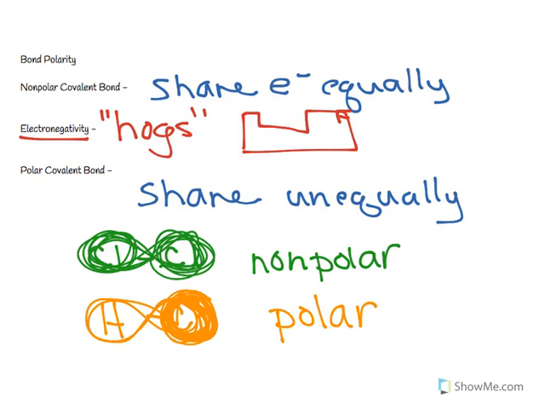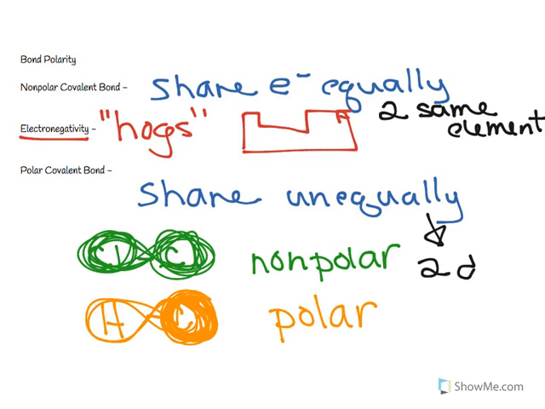A real easy way to tell whether it's polar covalent or nonpolar covalent is just looking at the elements themselves. A nonpolar covalent bond is always going to be between two atoms of the same element, since those guys will share the electrons equally. And a polar covalent bond is going to happen between two different elements.